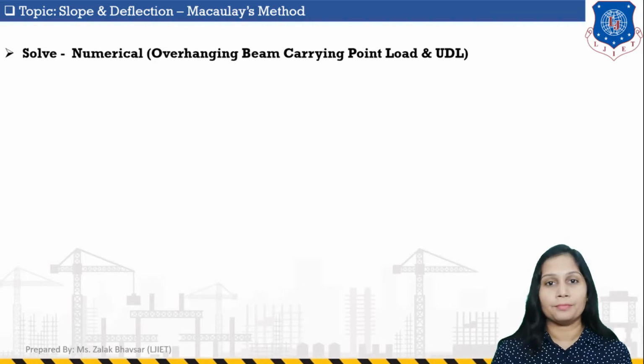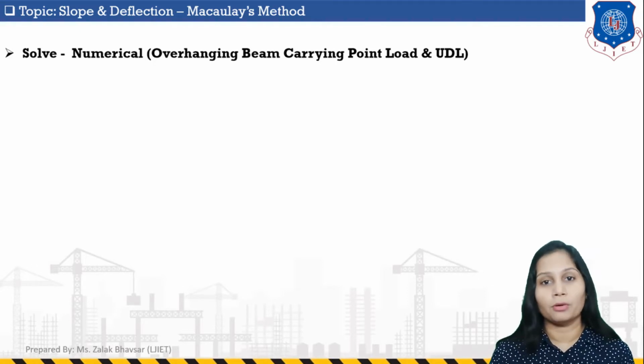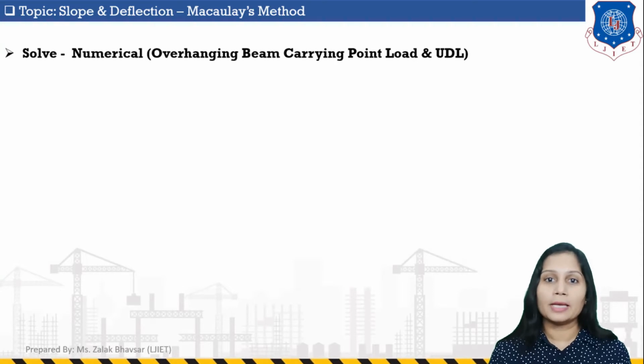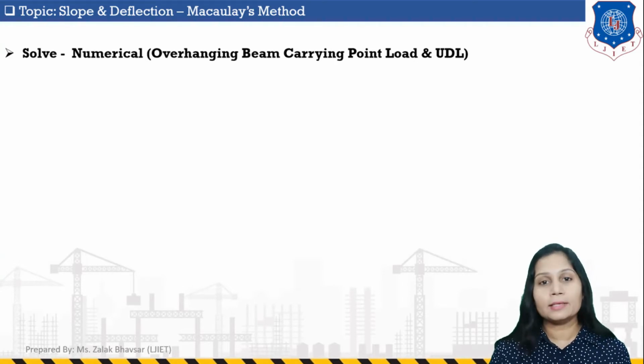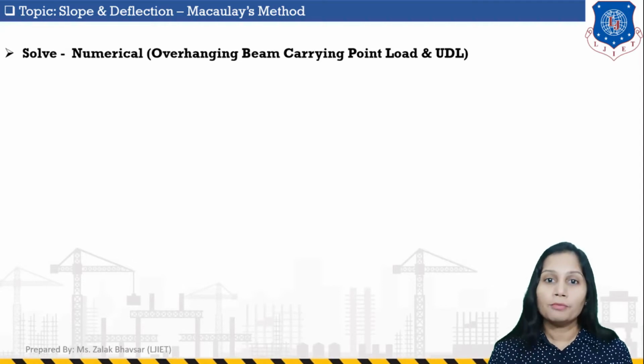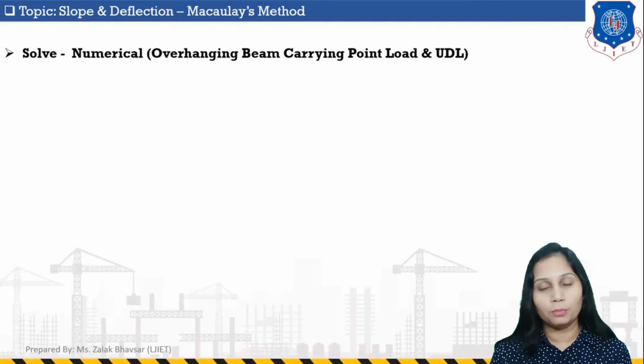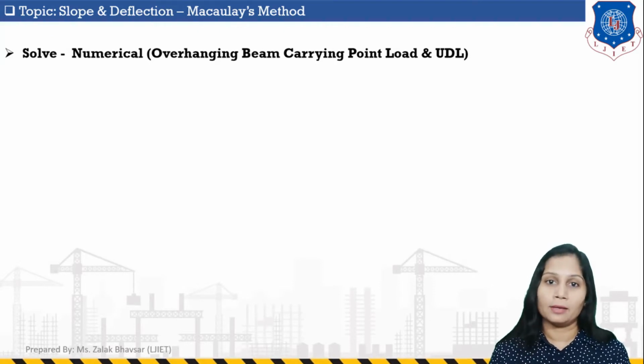In our first type, we calculated slope and deflection of a simply supported beam which is carrying point load only. In the second type, we calculated slope and deflection of a simply supported beam which is carrying UDL and point load both. And in the third type, we calculated slope and deflection of a simply supported beam which is carrying a moment.